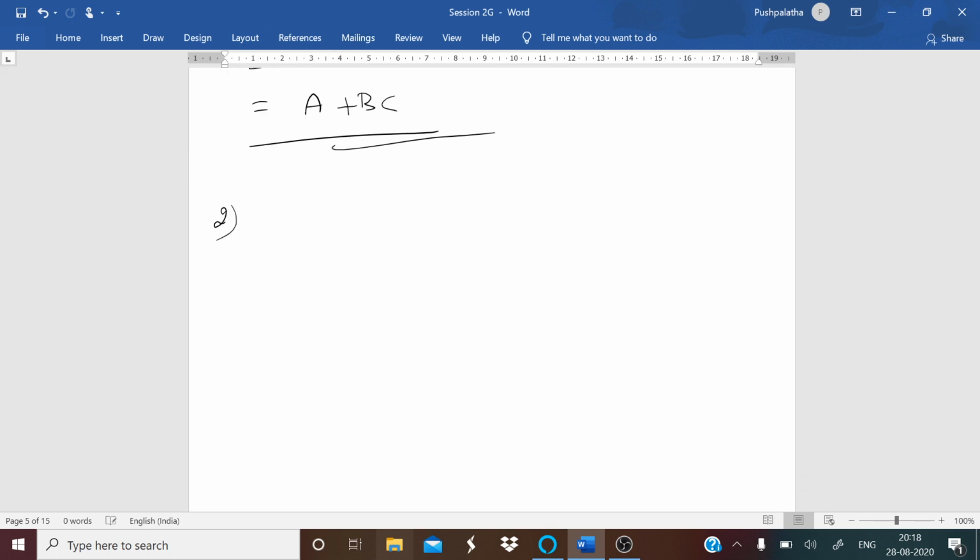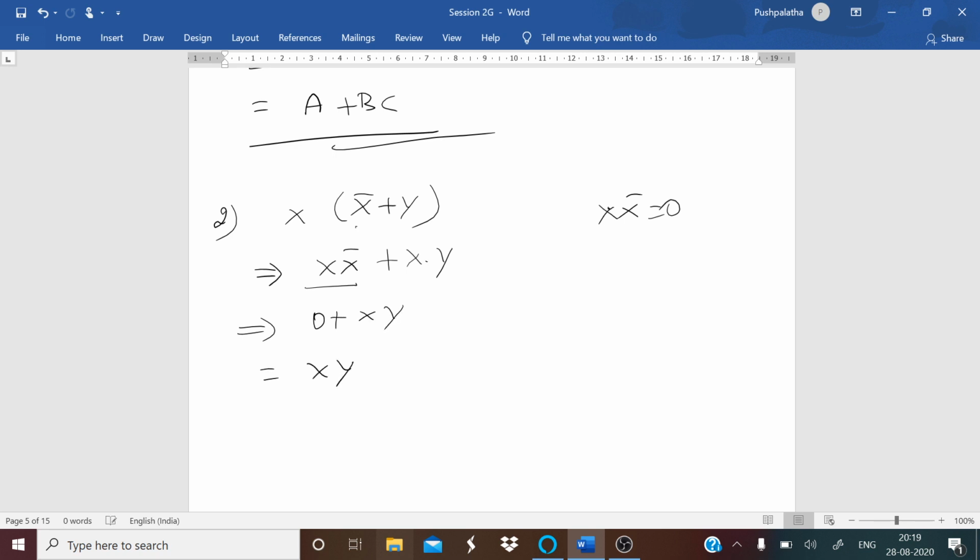Now let us go for the next sum. X into (x bar plus y). Simplify, that is, remove the brackets. What does this become? X into x bar plus x into y. So what is x into x bar? If you have learnt the complement rules already, x into x bar is always 0. So 0 plus xy. So the answer is x into y.